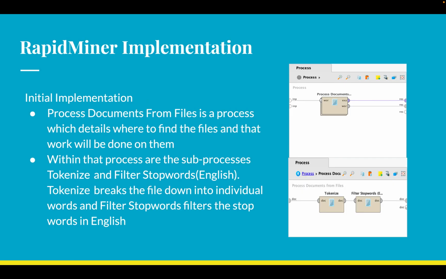So with our RapidMiner implementation, we have a main process and two sub-processes. Process Documents from Files is our main process, which details where we can find those files and what work has to be done on them. Within that process, we have two sub-processes, Tokenize and Filter Stop Words (English). Tokenize breaks the file down into the individual words, and the Filter Stop Words process filters the stop words in English form.